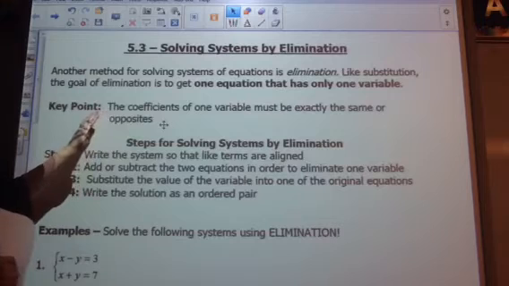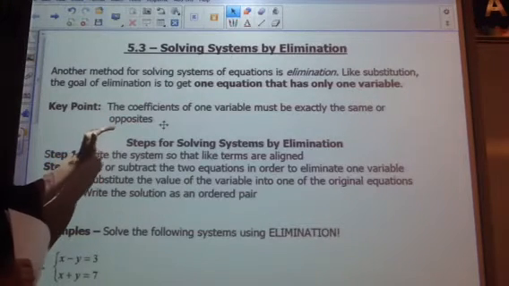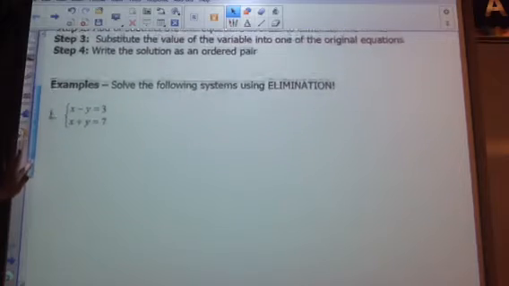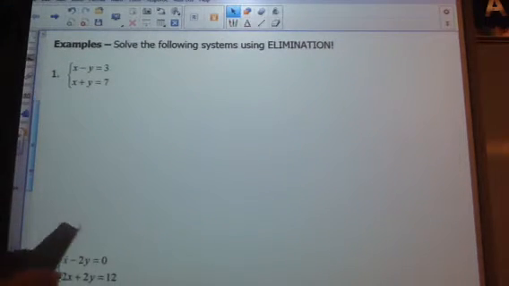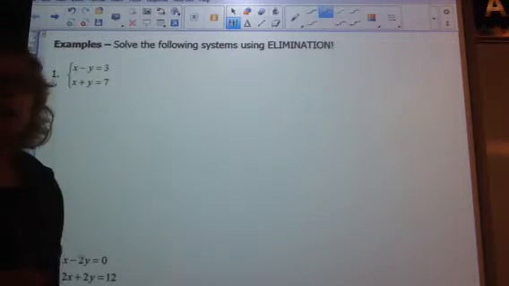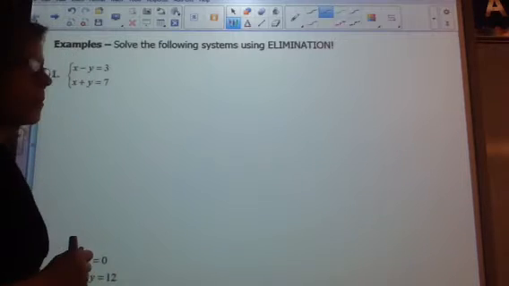Okay, the coefficients, that's the number in front of your variable, of one variable must be exactly the same or opposites for this to work. Okay, so instead of talking about the steps, we will come back to that. I'm going to show you how to do this. Alright, so on this first one, you can eliminate by adding, subtracting, or multiplying. So on this lesson we're going to talk about adding and subtracting.